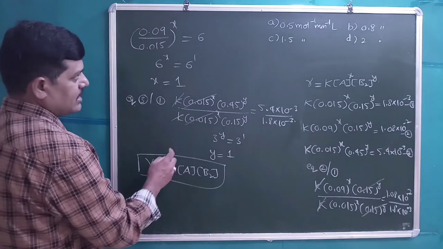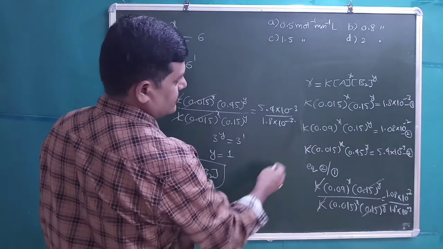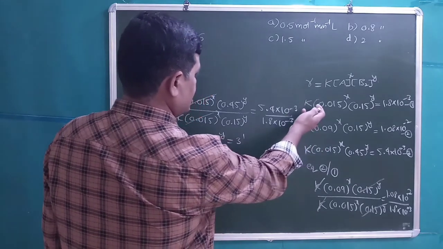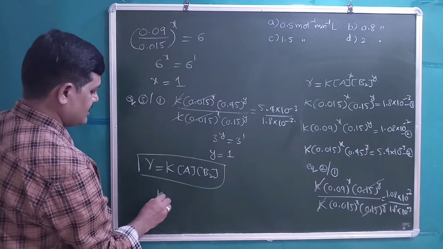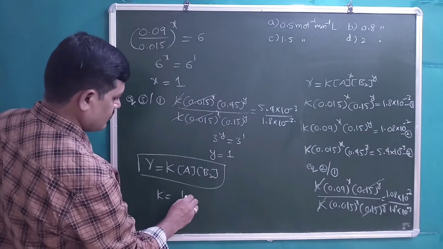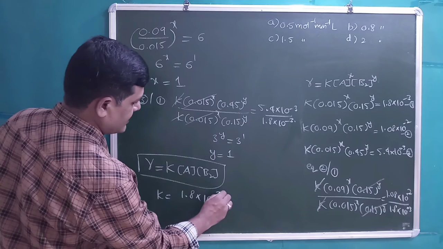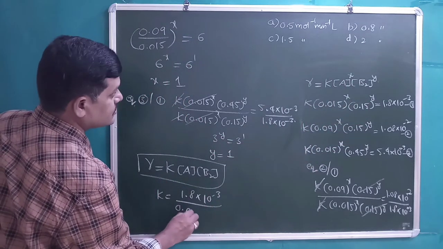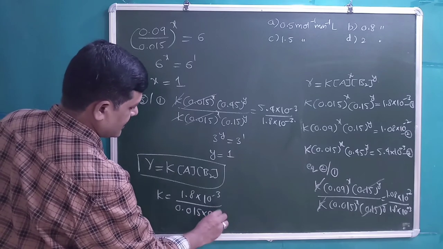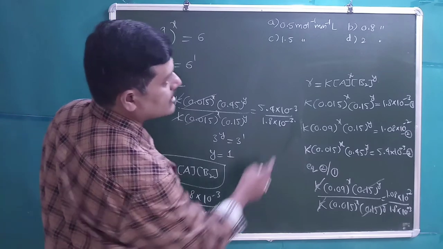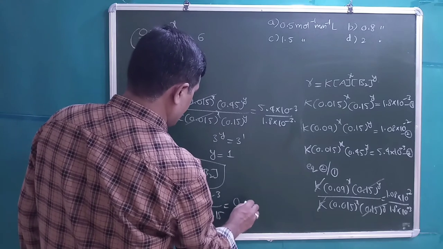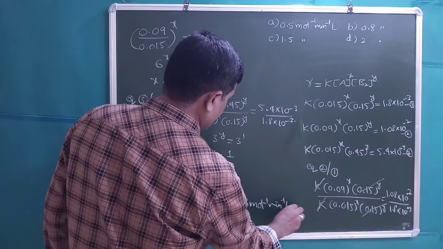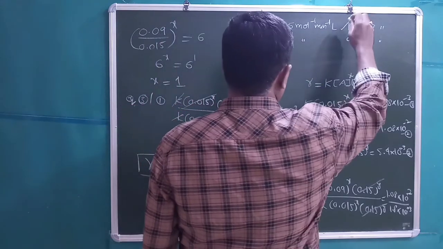Okay. So here they are also asking for the K value. So let us find out the K value by substituting in any one of the equations. First equation we will take. So K is equal to, students, we can write it as 1.8 into 10 power minus 3 divided by, transferring these two terms to the other side, 0.015 into 0.15. On simplifying this we will get option B, 0.8 mole inverse minute inverse liter. So B option is right.